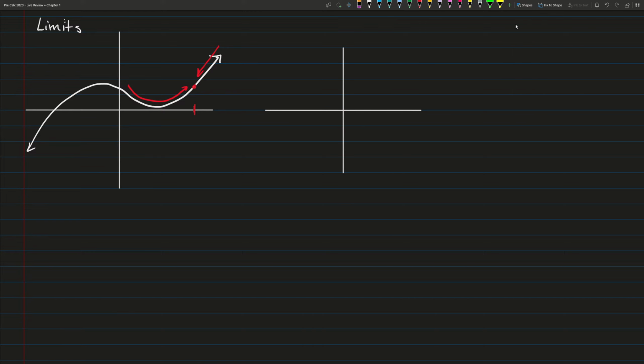Okay, so let's say we have a graph that looks like this. Okay, this graph is not continuous, right? It's broken. But if we were to take the limit at this point right here, as we approach from the left, we are approaching this y value. As we approach from the right, we are approaching this y value. Okay, so because there are two different one-sided limits, because we're getting two different values as we approach from the left and the right, that limit does not exist.